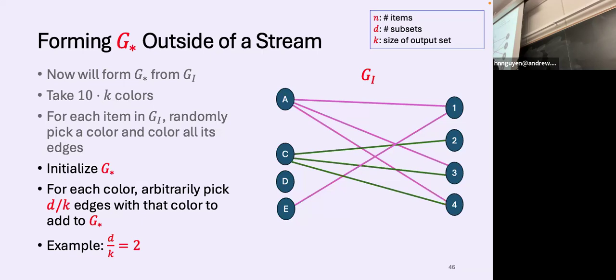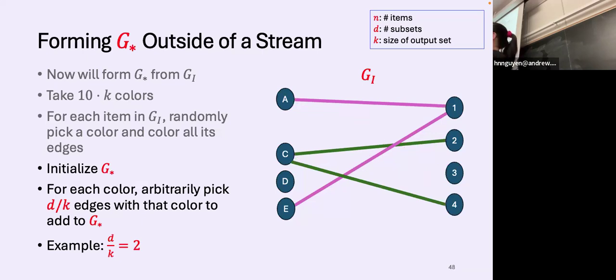So for example, if I have d over k equal to 2, for the purple ones, I'm just going to pick these two arbitrarily. For the green, I'm going to pick these two, and that's what I'm trying to form as G star.